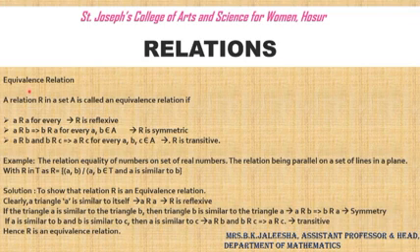Next, we are going to see about the equivalence relation. Equivalence relation means it is again a relation between any two elements. It can happen between two different sets or within the same set, but it should satisfy three properties for an equivalence relation. The first one is reflexive. So if a relation exists between the same elements, that is called reflexive.